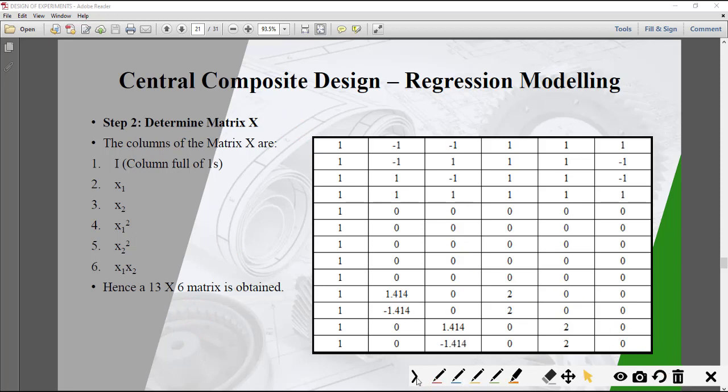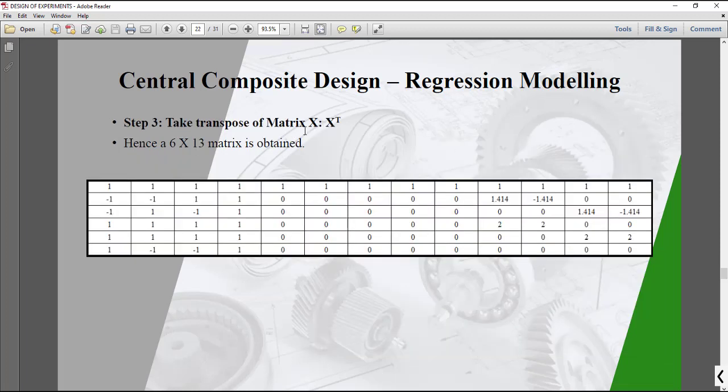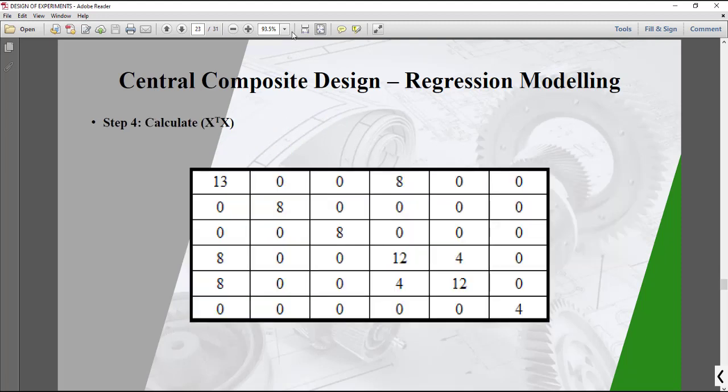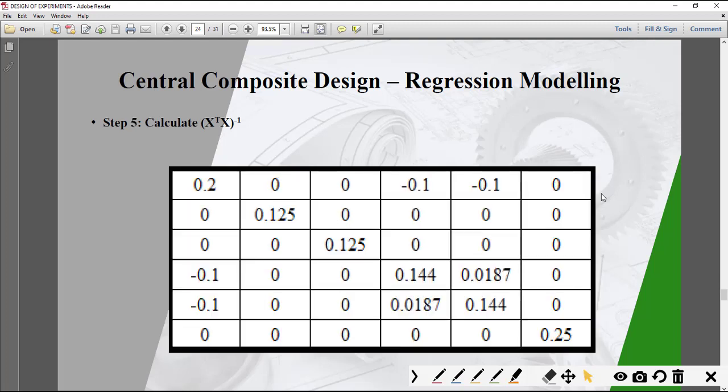Again I repeat, you do not have a numerical on this. Just look at the steps. You take the transpose of matrix X. It is what? X raised to t. After taking the transpose, you have to calculate Xt into X, that is, the transpose of X into X itself. So this is the value that you get for our certain condition. After that, you have to find out the inverse of Xt into X. Not transpose, inverse. This is the inverse of Xt into X.